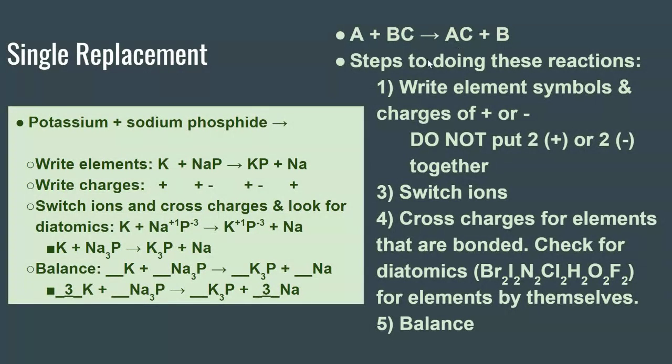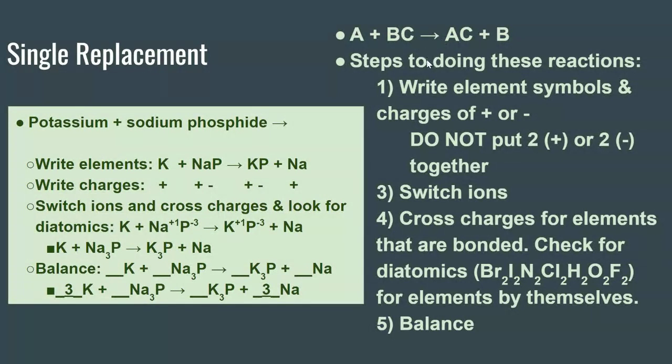So here are the steps. First, write the element symbols and the charges. So if A on the periodic table, whatever element A is, it could be like sodium, could be potassium, could be magnesium. If it has a positive charge, write a plus under it. Check B. If that has a positive charge, write a plus under it. Check C. If according to the periodic table, that would have a negative charge, write a negative under it.